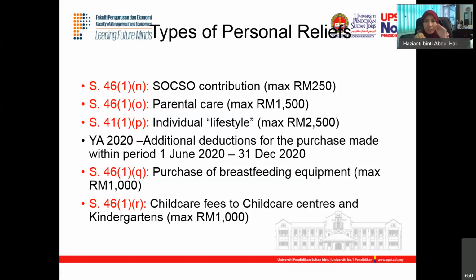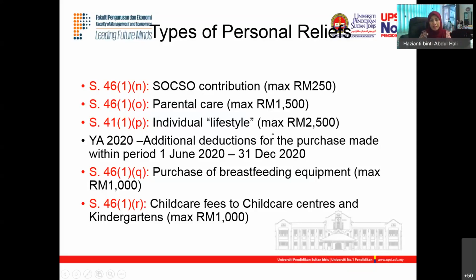Parent satu we register the IC number. Let's say you and your brother want to claim. So 1,500 ambil lah seorang separuh. But 1,500 for father, 1,500 for mother. Seorang satu. Okay. Individual lifestyle.